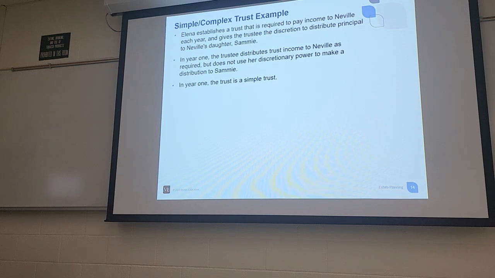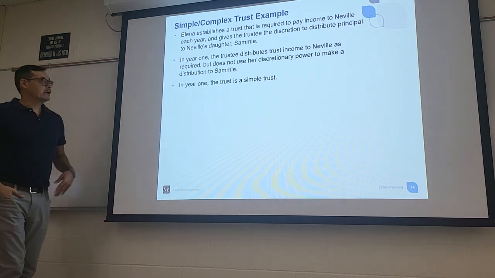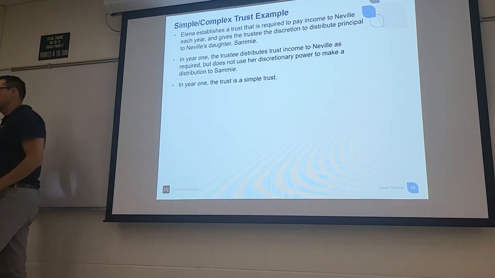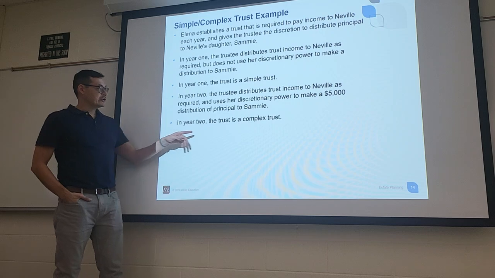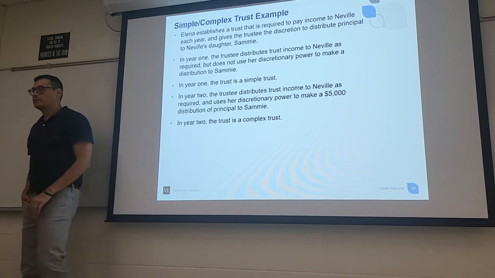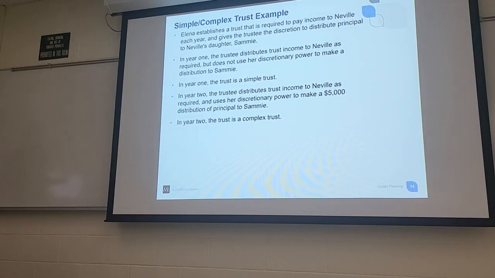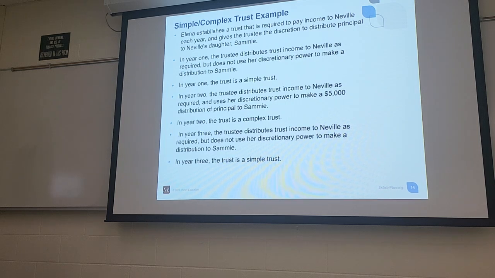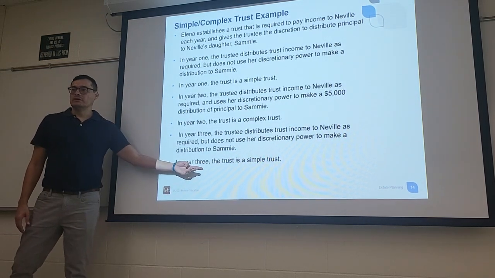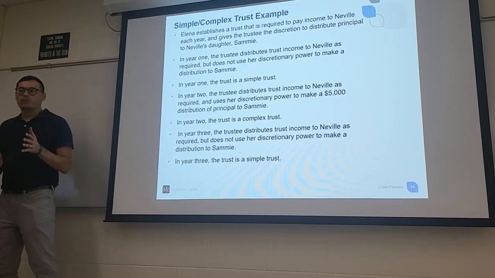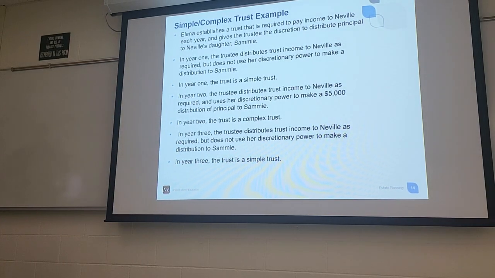In year 1, the trustee distributes trust income to Neville as required, but does not use the discretionary power to make a distribution to Sammy. So in year 1, it is taxed as a simple trust. In year 2, they decide to distribute some principal to Sammy, so in year 2, it becomes a complex trust. So it can go back and forth. That was the goal of this example. In year 3, they follow the same pattern as year 1, so it reverts back to a simple trust. It really just depends on what happens each year. Once you do one, you're not stuck in that forever.